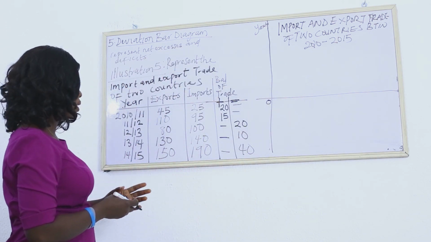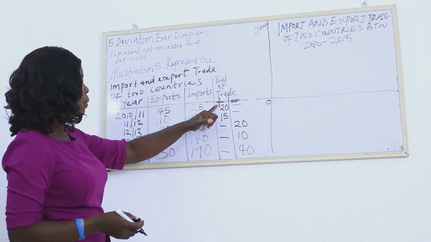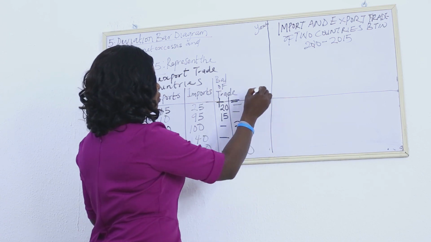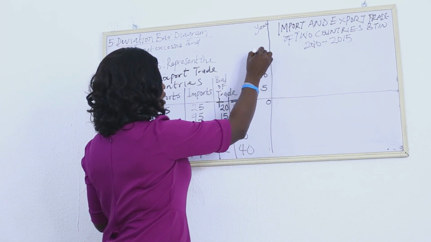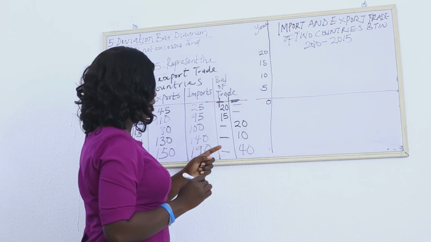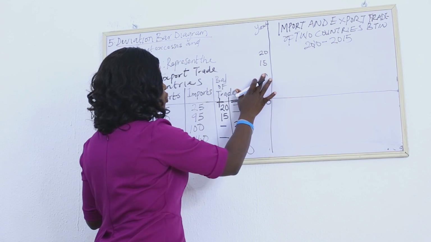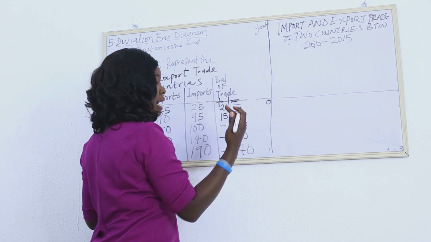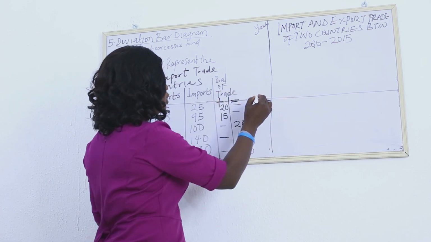Now I want to draw out a scale from my balance of trade. For the positive, I have 15 and I have 20. So my scale can be 5. So I can say 5, 10, 15, then 20. Then for my deficits, sorry, I'm not going to use 5 because of my deficit. So I'm going to use 10 as my scale. You can decide to use any scale, but because of my own space, I've decided to use 10.